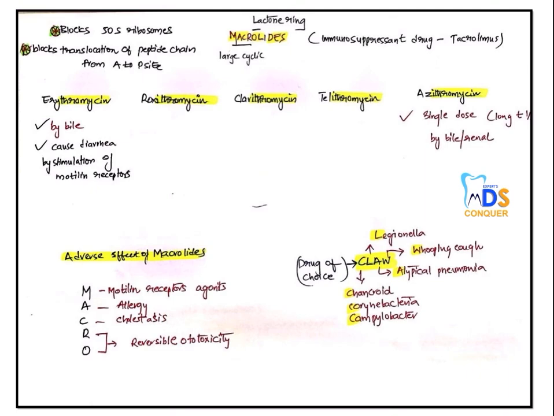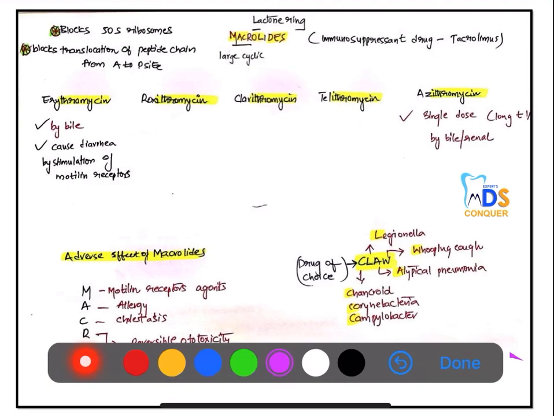Next, coming to the macrolides, the immunosuppressant macrolide being tacrolimus, and the various macrolides being erythromycin, roxithromycin, clarithromycin, telithromycin and azithromycin. Azithromycin is given as a single dose.